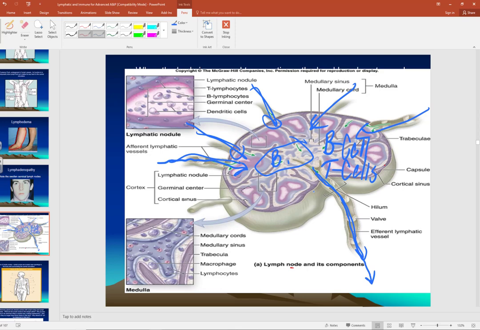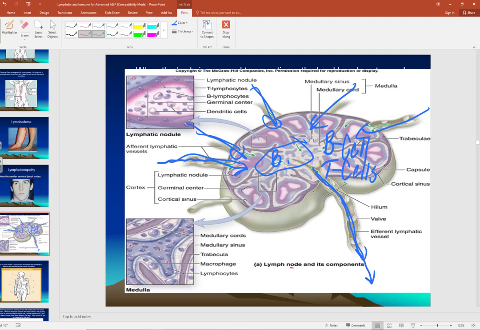That blood's going to take the path of least resistance, right? So the inflammatory response is going to dilate the arteries to that infection. And the vast majority of those B cells and T cells that were formed in that lymph node are going to go to that infected area. Tell me you got that. Yes.